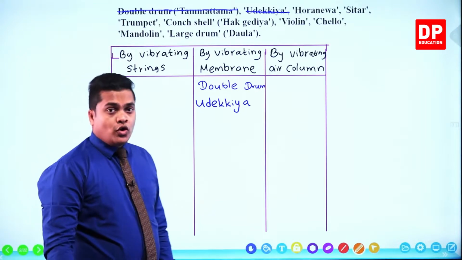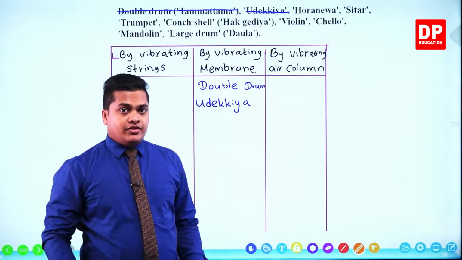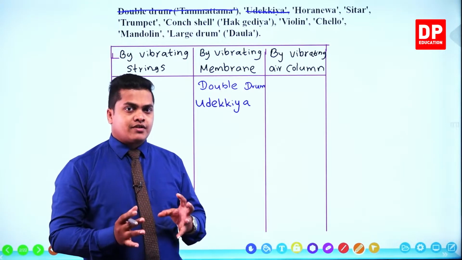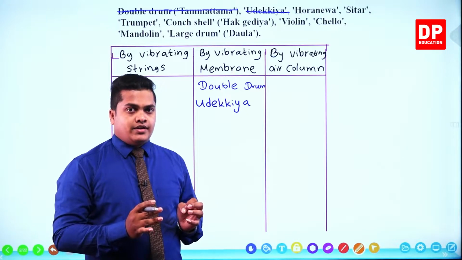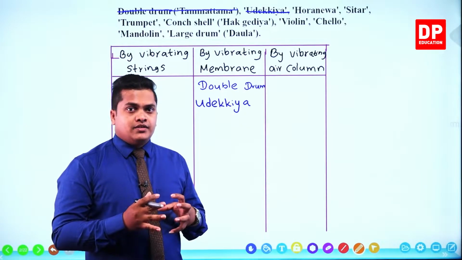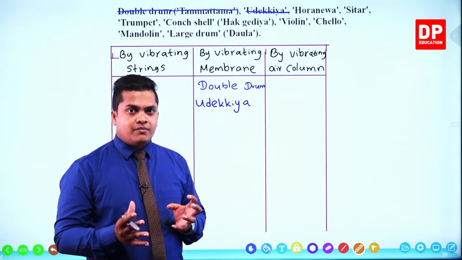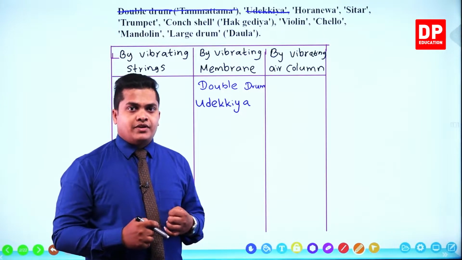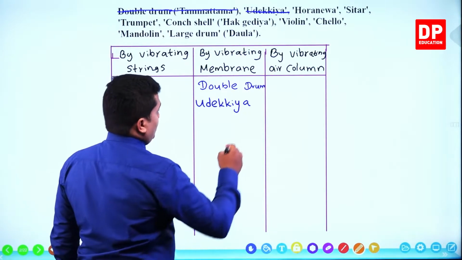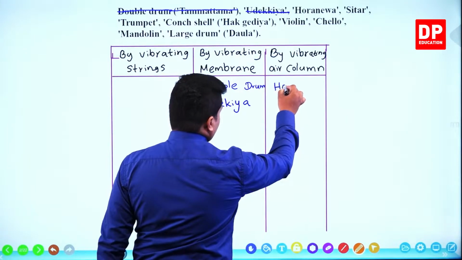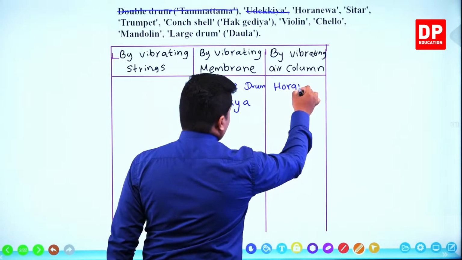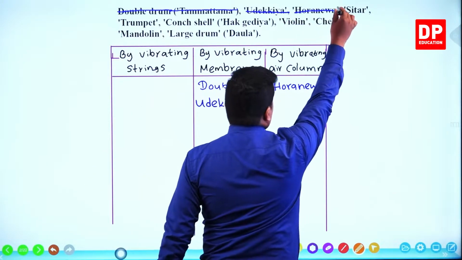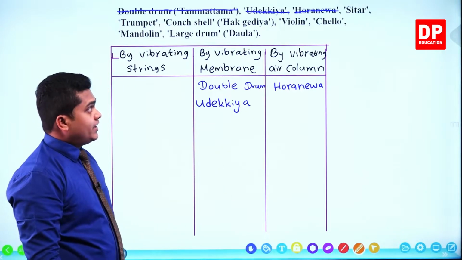Then the next thing is horanäva. So I told you that when you are doing the lesson, horanäva or the trumpet, right? Traditional trumpet in Sri Lanka. We blow it like a flute, the traditional trumpet. It's like a trumpet. So it produces sound by the vibration of air columns. So horanäva is an instrument which produces sound by vibration of air column.